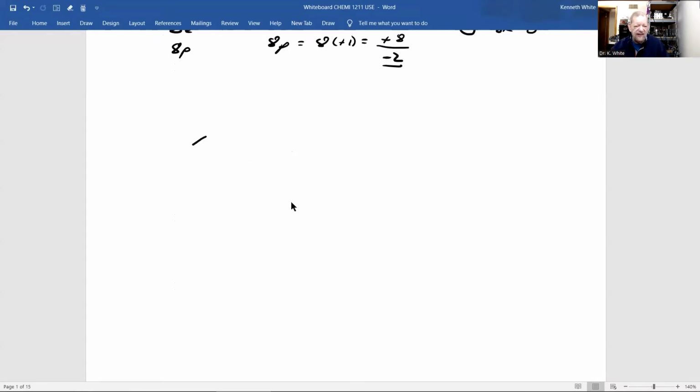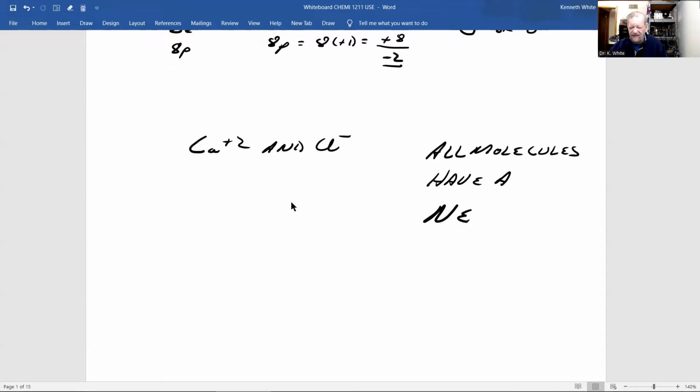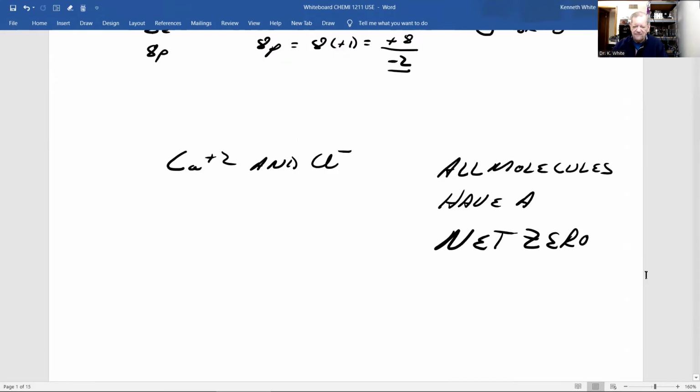So the question is calcium +2 and chlorine -1. Well, how do you do that? All molecules have a net 0 charge. So what does that mean? Calcium is a +2. Chloride ion is a -1. This has to equal 0. It doesn't. So how do you do that?